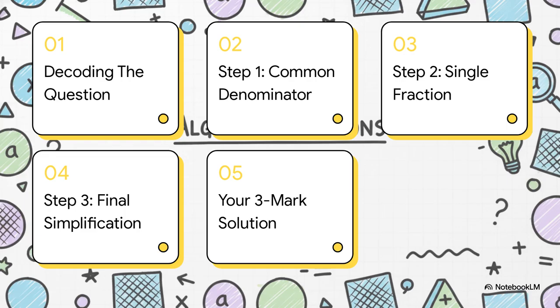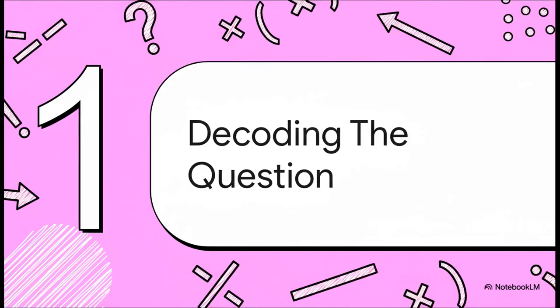All right, here's how we're going to tackle this. First, we'll decode the question itself. Then we'll hit step 1, finding that common denominator. Step 2 is all about creating a single fraction. And finally, step 3 will simplify it all down. And the whole time, we'll be looking at where you pick up those precious marks. Okay, first things first. Let's figure out what on earth this question is actually asking us to do.